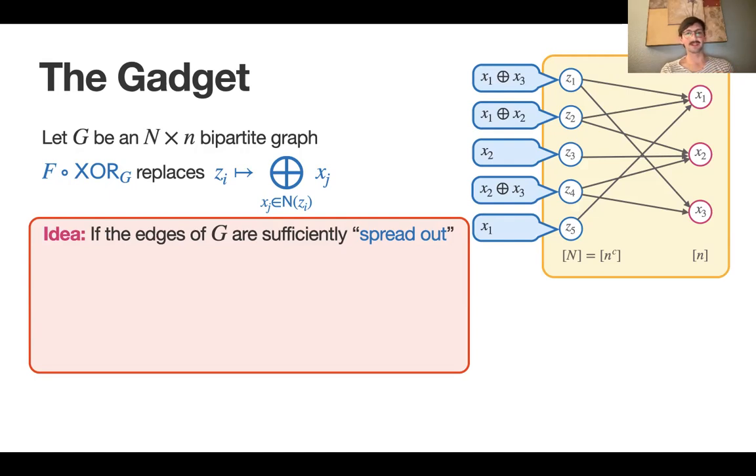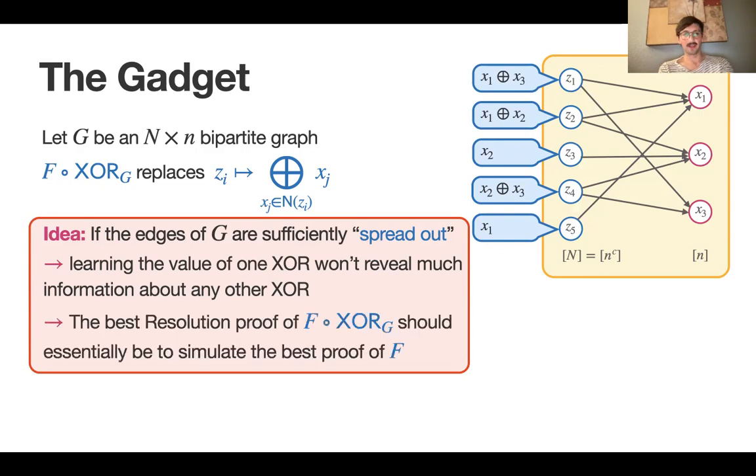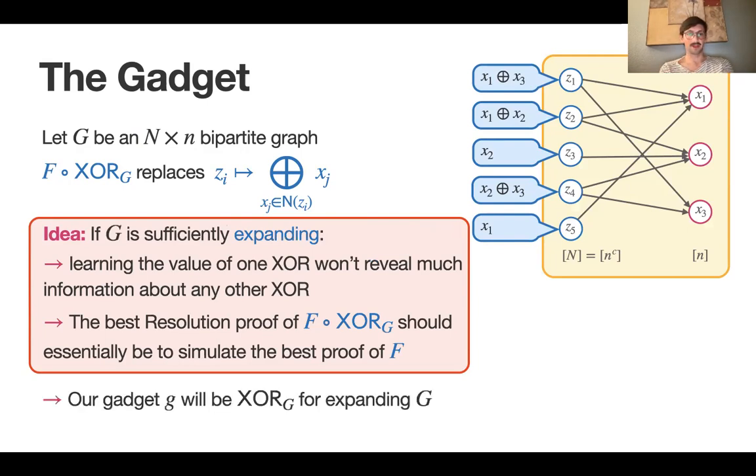And the way we're going to avoid this is we're going to require that G is sufficiently spread out. So if G is sufficiently spread out, then learning the value of one XOR won't reveal much information about any other. And this allows us to show that the best resolution proof of the composed function should essentially be to simulate the best proof of the uncomposed formula. And by spread out, we're just going to mean that G is sufficiently expanding. Okay, and so our final gadget is going to be XOR sub G for some expanding G.